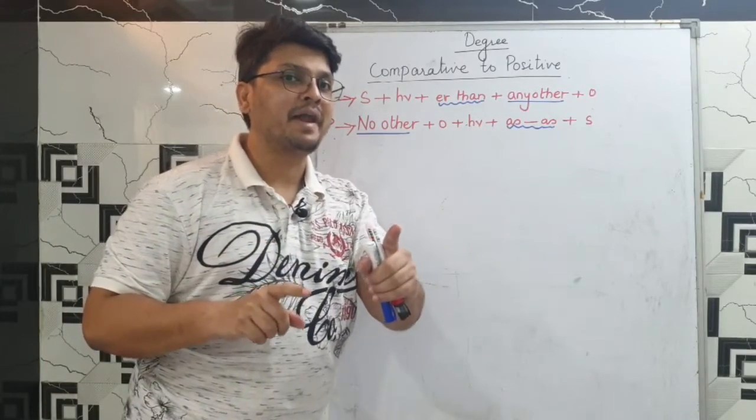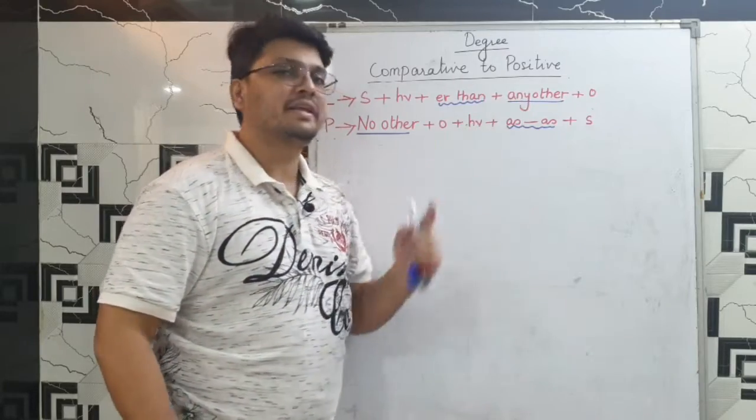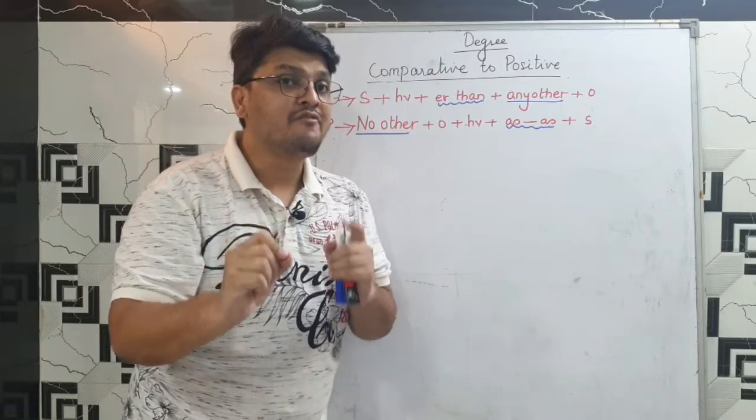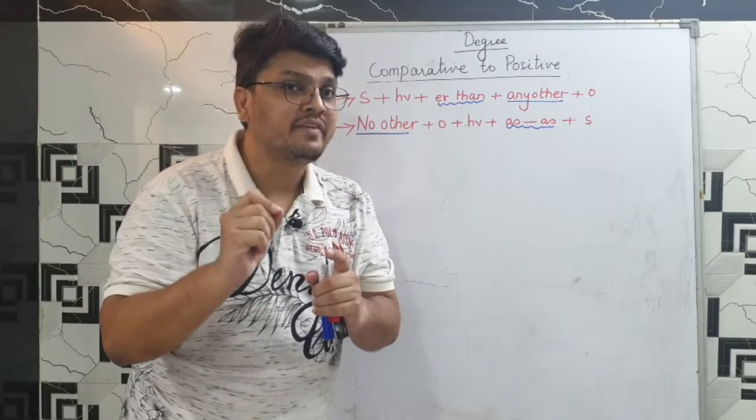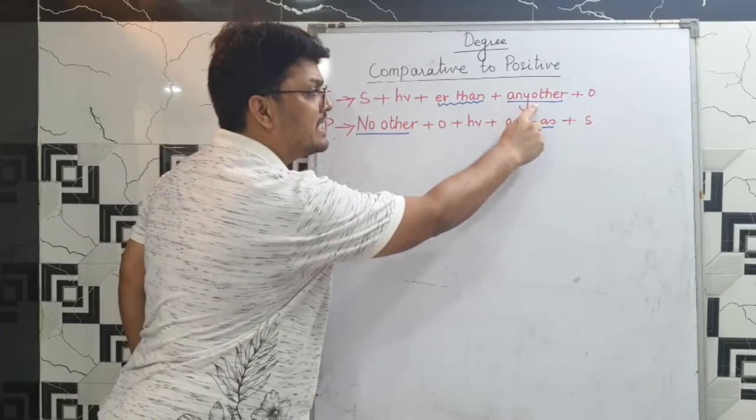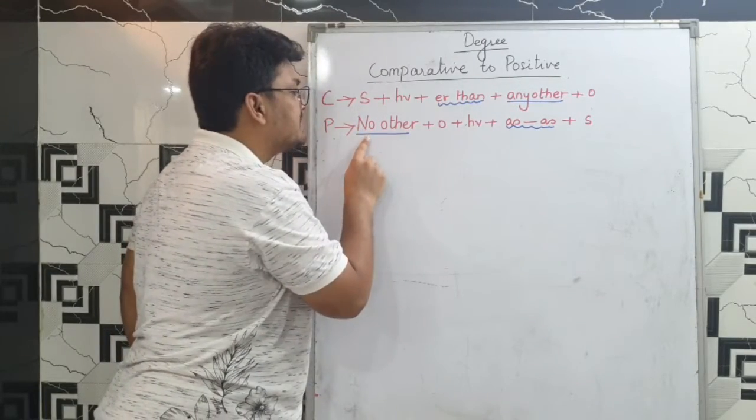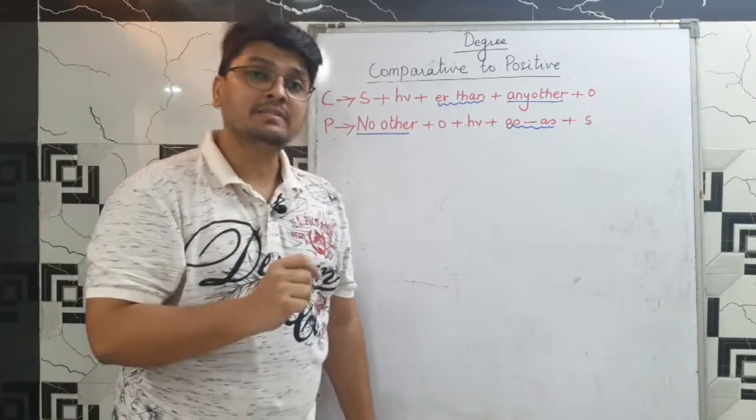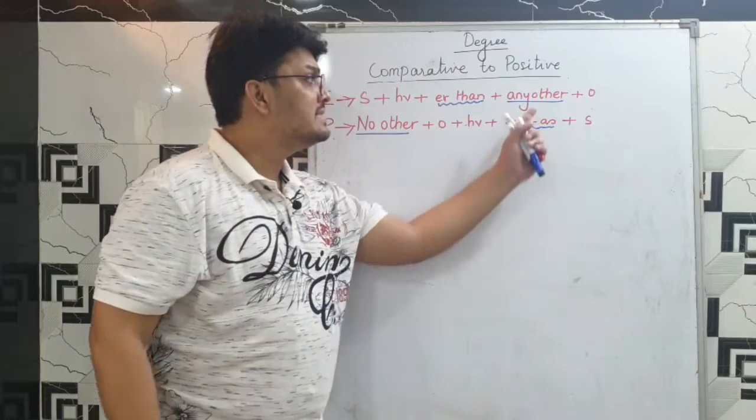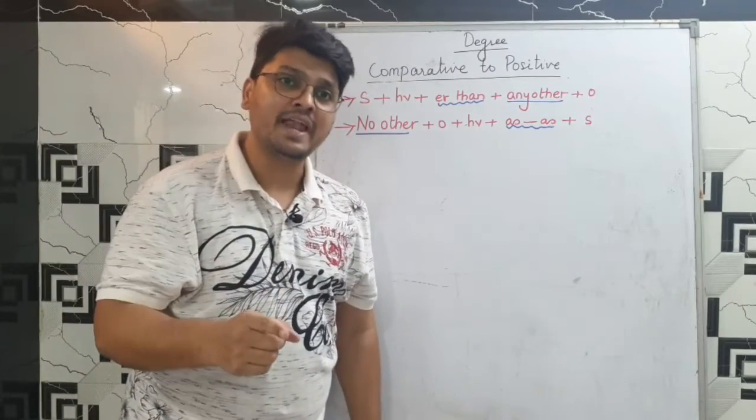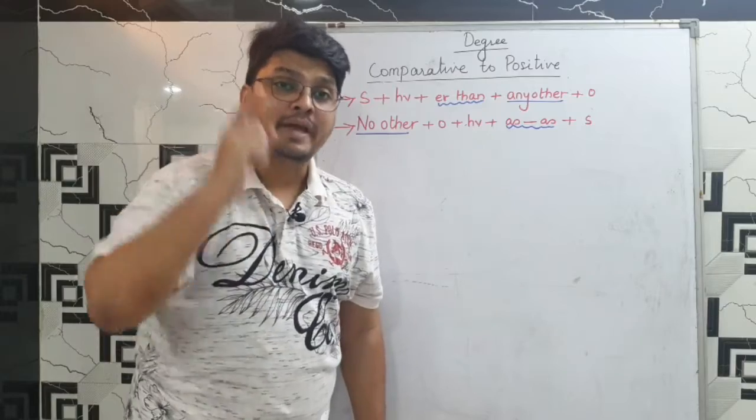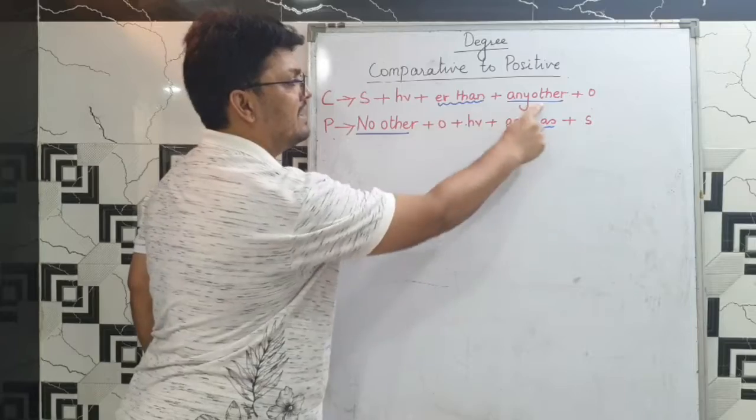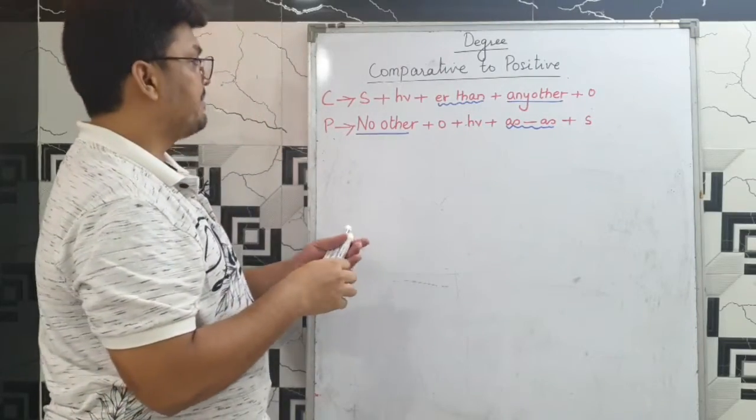In this type of comparative degree, you will see any other in the sentence. And when you see any other in comparative degree, and you are told to change into positive degree, begin positive degree with no other. Once again, I tell you, students, in this type of comparative degree, you will see any other, so begin positive degree with no other. You can see I have highlighted these two. Let's take an example.